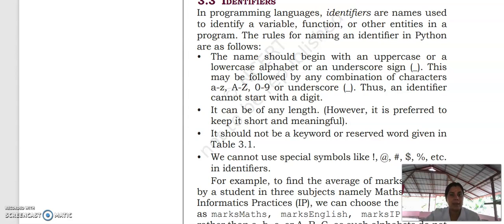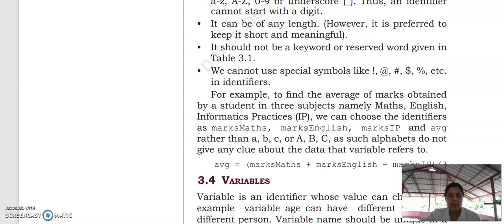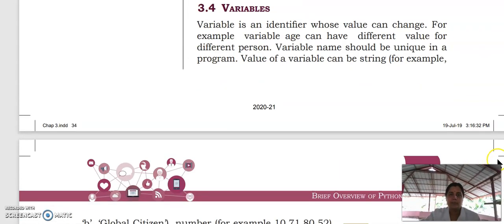Then we discussed some rules about identifiers. We specified that we can use alphanumeric characters, we can start with an underscore, and there will be some restrictions also. That means we cannot use special symbols like at the rate, hash, dollar sign, etc. We cannot use a keyword as an identifier. Then next is variables. What's a variable? A variable is an identifier itself.